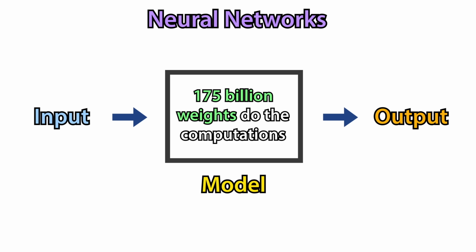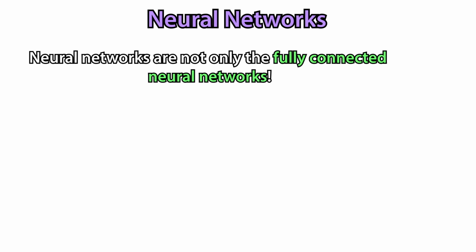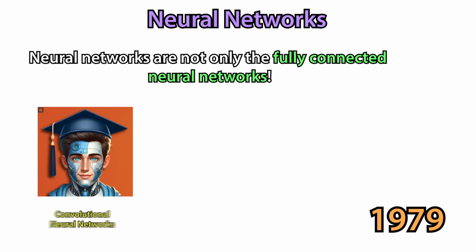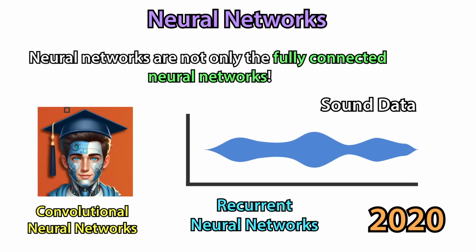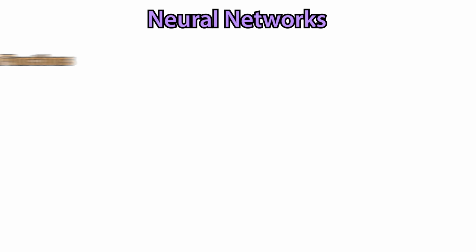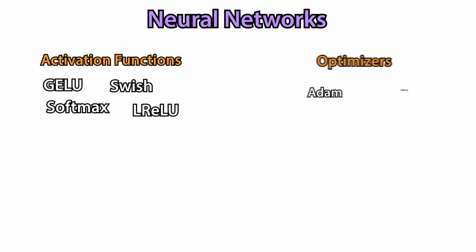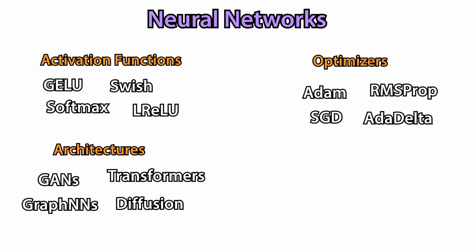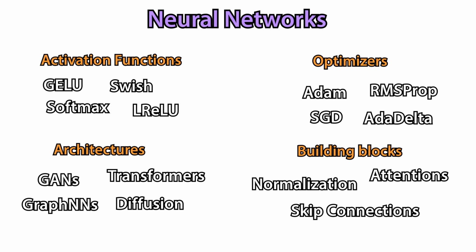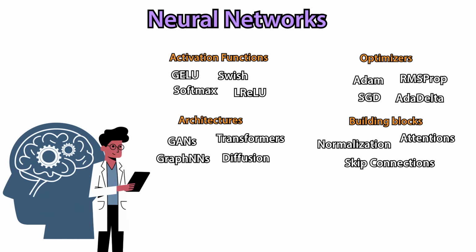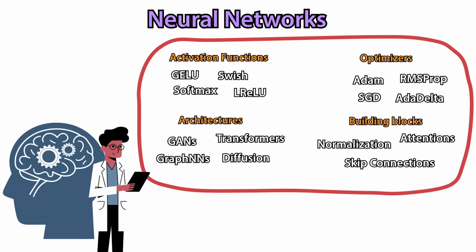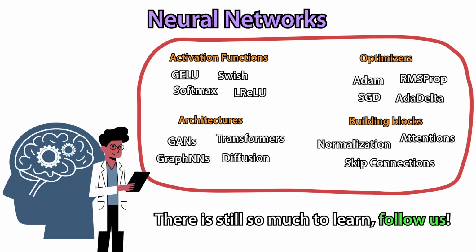However, don't think of it as just simple, fully connected layers, but the use of lots of different architectures, building blocks, and training strategies that were developed in recent years. This includes different activation functions, optimizers, architectures like transformers, attention mechanisms, and more. The research in neural networks is very rapid, and they are the base of almost every complex AI model we interact with nowadays. There is still a lot to talk about. Follow us to learn more.